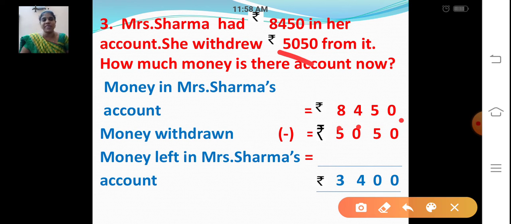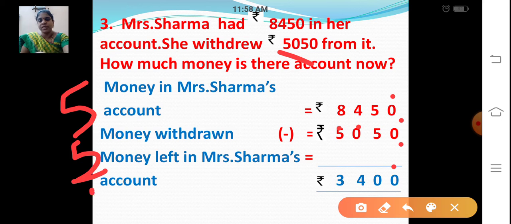Where do we have to start? We have to start from the ones place. 0 ones minus 0 ones, 0 minus 0. Answer is 0. Write it down. 0. Let's move on to the tens place. 5 minus 5. Same thing. When you subtract a number from itself, what is the answer? 0. 5 minus 5 is 0. Write it down. 0 in the tens place.